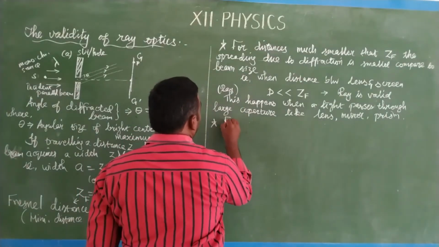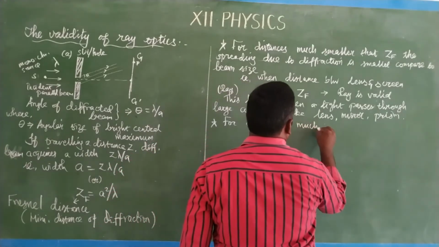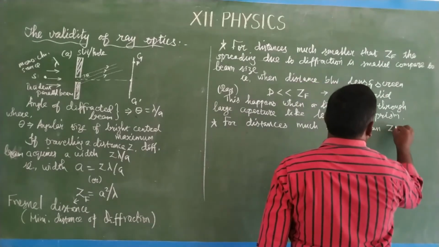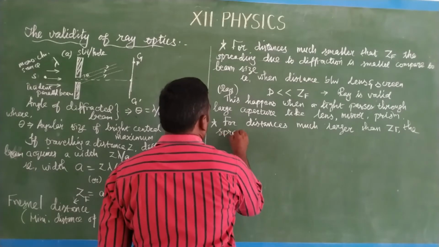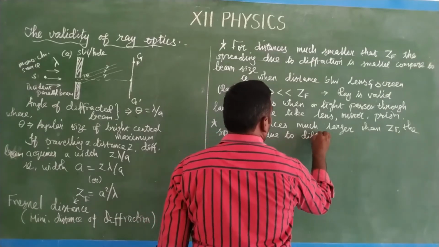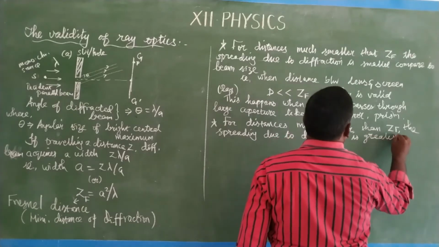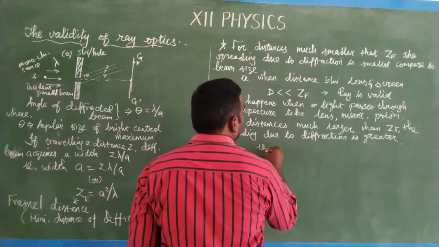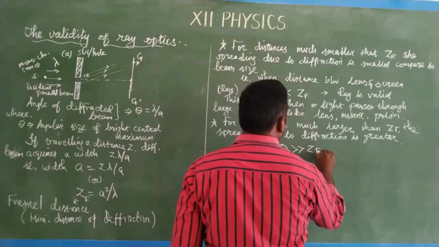அதை அப்படியே சேஞ்ச் பண்ணுங்க. So for distances much larger than ZF, the spreading due to diffraction is greater or larger. Okay, so that is, we can say the distance is much greater than ZF, larger than ZF.